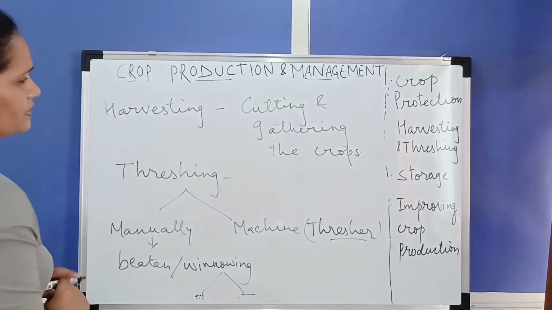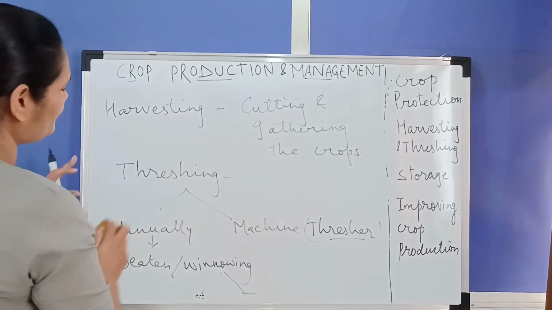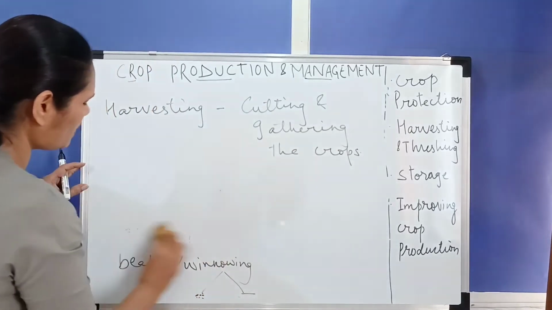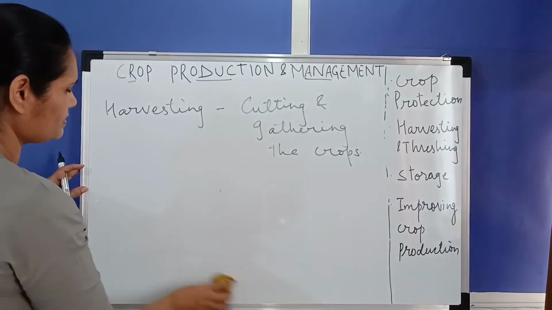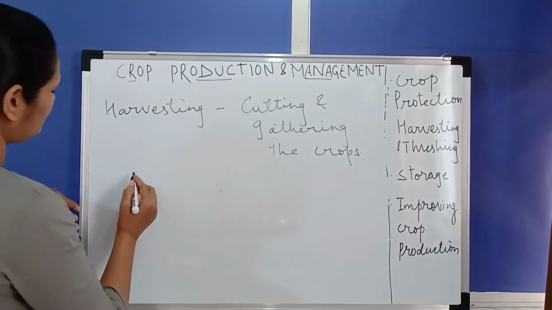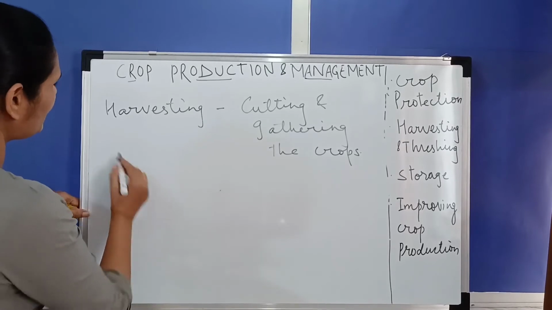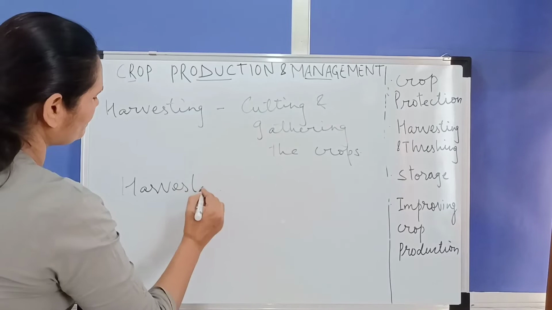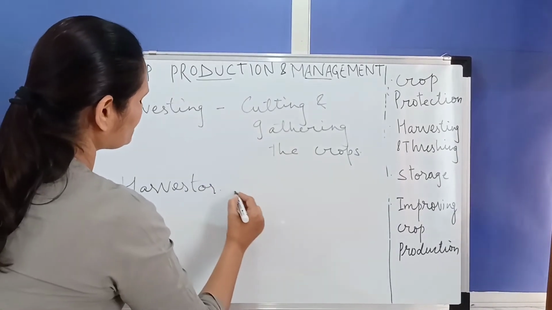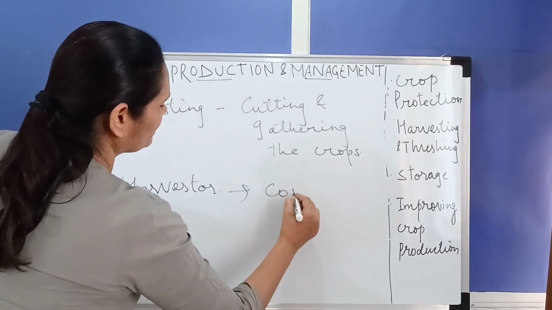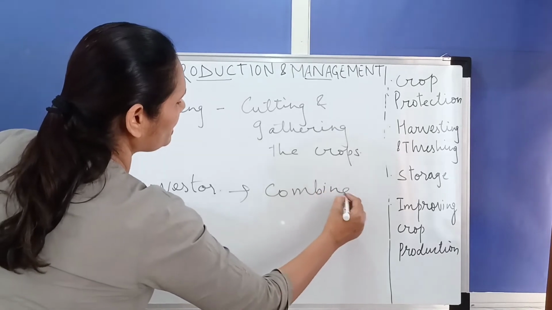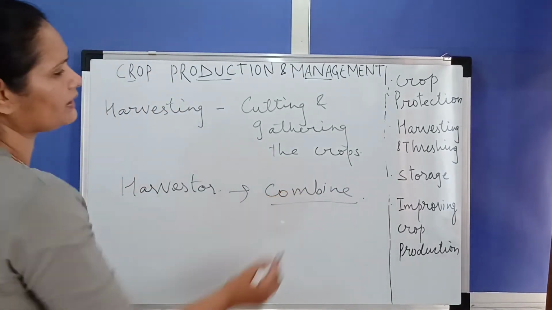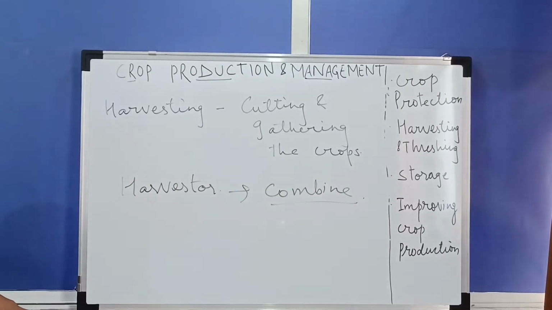Now there is one more thing that is used that reduces time, and that is the combine. So along with the thresher, this combine is along with the harvester. Along with the harvester, this combine is used, right? So while harvesting the crop only, this combine is used. Okay, this is again a kind of machine that is used for harvesting.